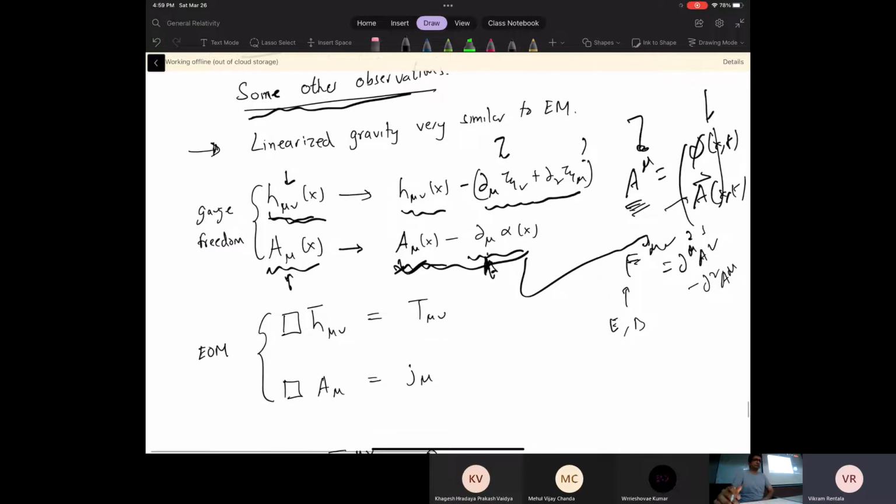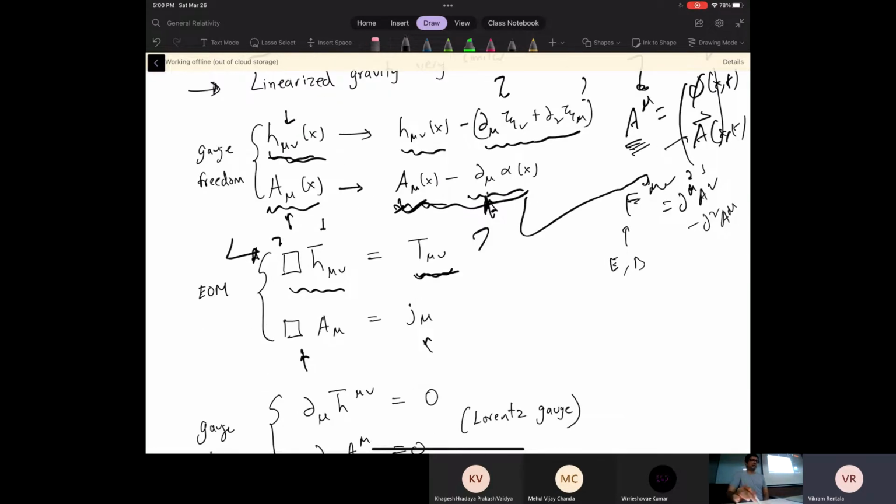The second is the equation of motion that you find. You find box h bar mu nu is equal to T mu nu. So the wave operator acting on h bar mu nu is equal to some source. In electromagnetism, what you find is box A mu is equal to J mu. This turns out to be Maxwell's equations, where J mu is the charge current four-vector.